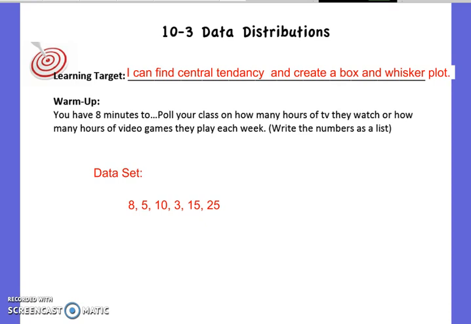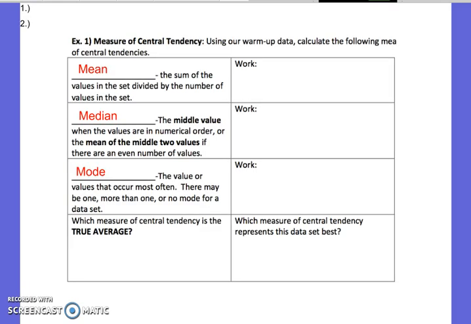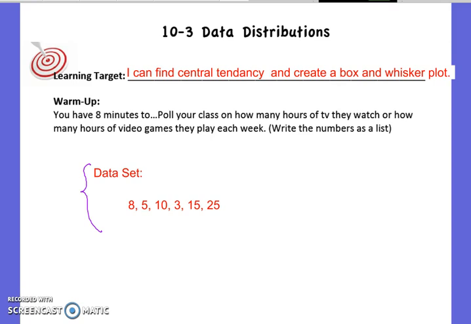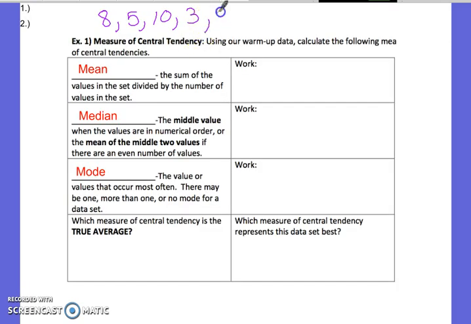For your warm-up, if you were in class, we would have polled the class to see how many hours of television you watch or how many hours of video games you played. But for the video, for this sake, we're just going to go ahead and use this data set of 8, 5, 10, 3, 15, and 25. So let's go ahead and jot those down. And we're going to be using those for the remainder of the questions.